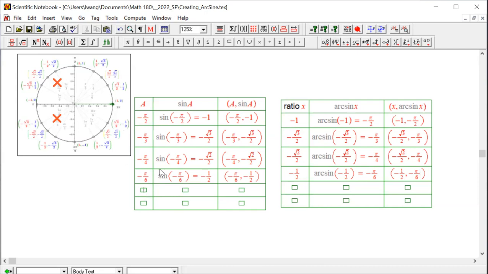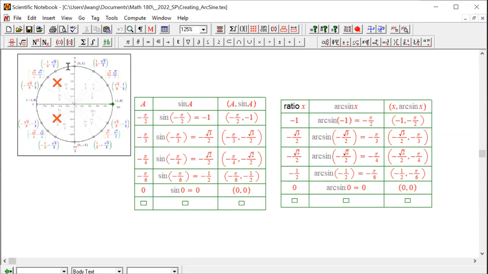So keep going. We just have a few more to go. Among the ratios, it could be 0. Sine of 0 equals 0. So it's this point, and we're going clockwise all the way there. So this point is 0, 0. When the ratio is 0, arcsine of 0 equals 0 degrees, or 0 radians, or 0 arc length. So 0 ratio, 0 angle.